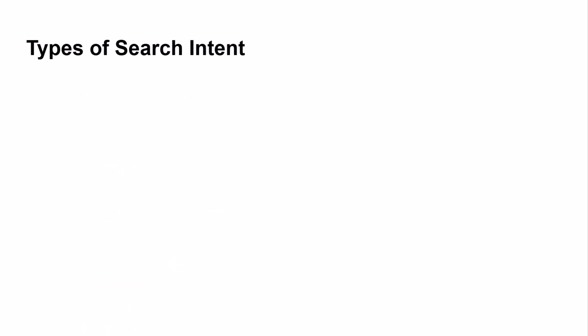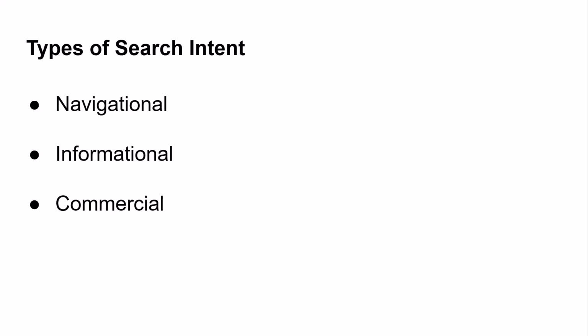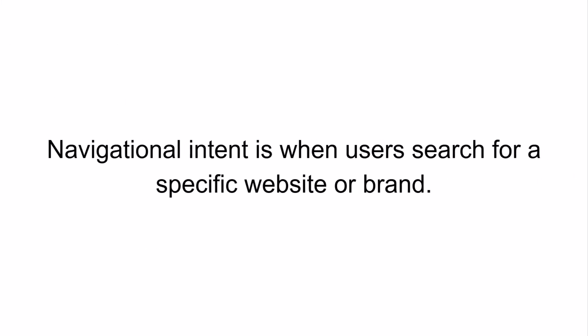Now let's discuss the types of search intent. There are 4 types of search intent: navigational, informational, commercial, and transactional. Now let's see what these are. The first one is navigational. Navigational intent is when users search for a specific website or brand. They already know where they want to go and just need a quick way to find it.